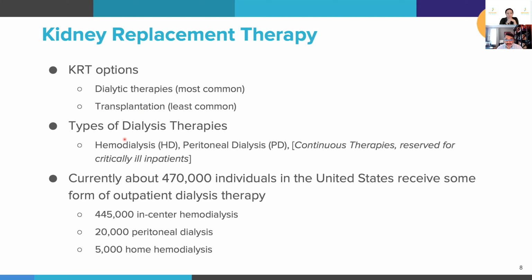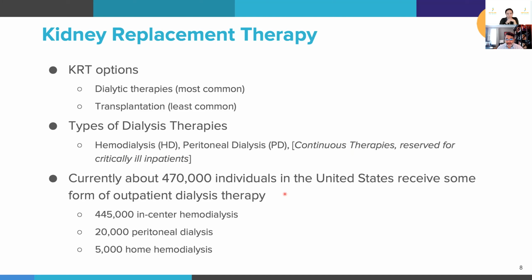There are a variety of types of dialysis therapy. So there's hemodialysis and peritoneal dialysis. Peritoneal dialysis is generally done at home. Hemodialysis can be both done at home or more conventionally at a dialysis center. And there are forms of continuous dialysis. And this is usually reserved for patients who are critically ill in the hospital. So not something that we practically use outside of the hospital.